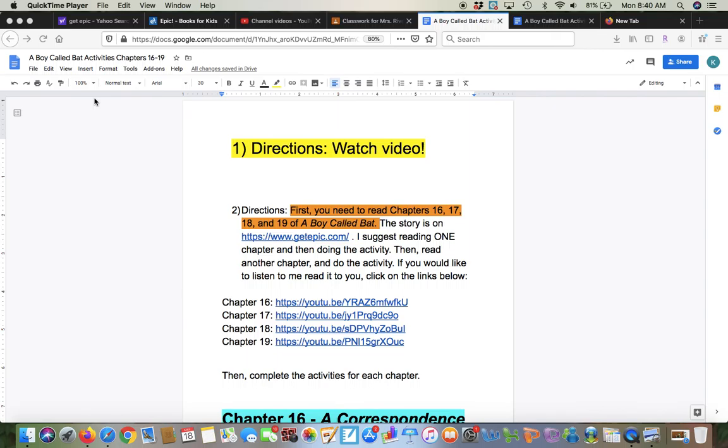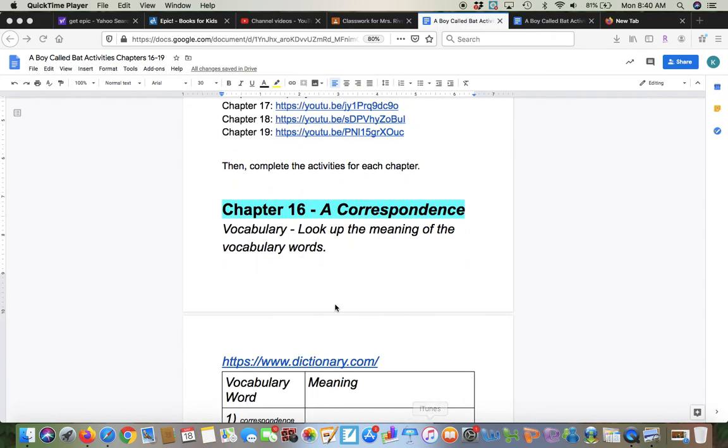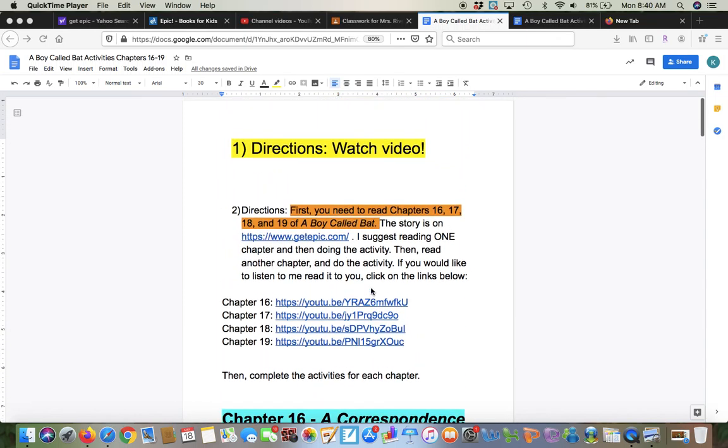And like I said, it's probably easier if you read one chapter and then do the activity. Like this is chapter 16's activity. And then you read another chapter and then do the activity. That way, it's fresh in your mind and you don't forget about it. But if you choose to do it differently, that's okay.